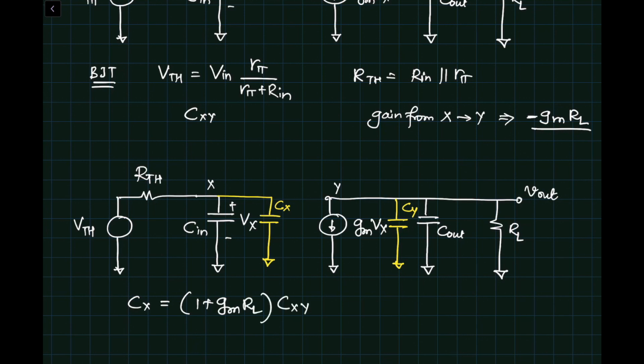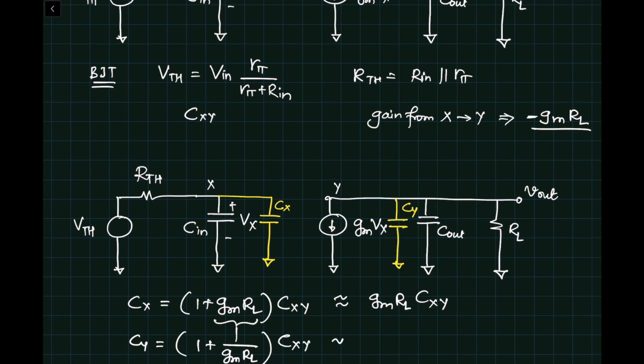We know that gmRL is the gain, and this is a large number, so this will be approximately gmRL times CXY, and CY is equal to 1 plus 1 divided by gmRL times CXY. So this will be approximately equal to CXY because gmRL is large.